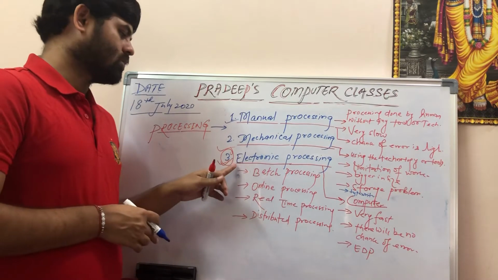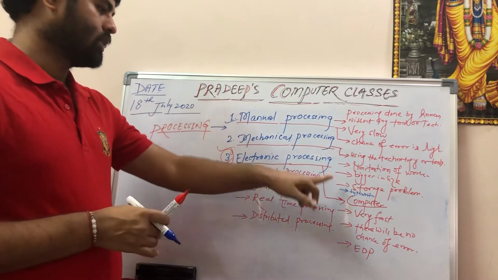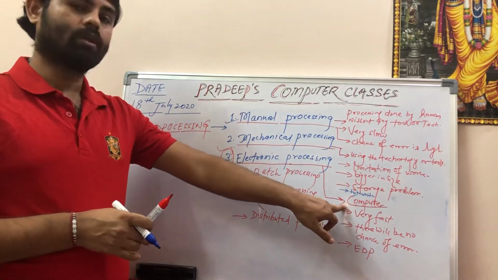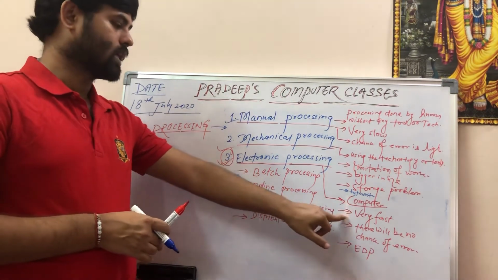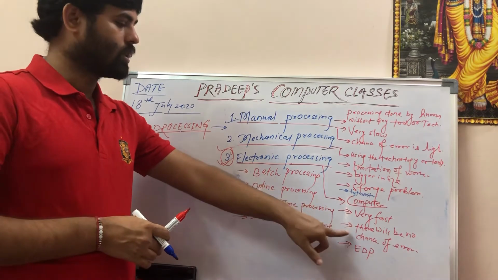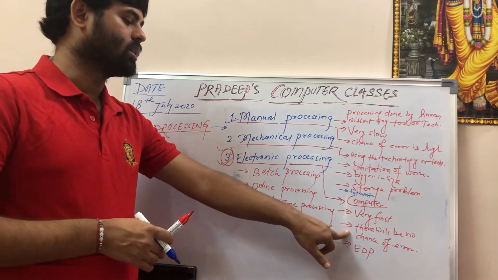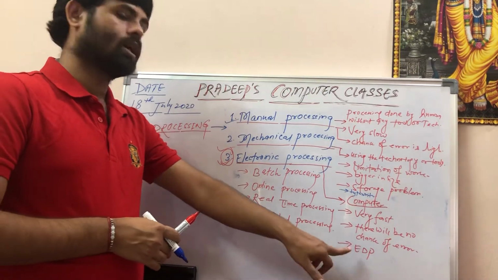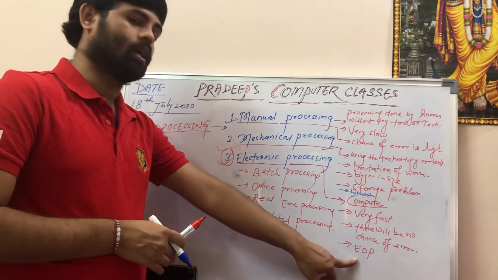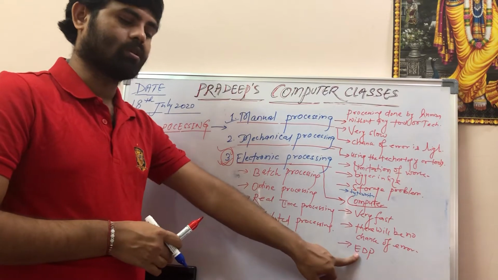Next we are talking about electronic processing. In this one you can write the example is computer. Computer is an electronic processing device. Second, you can write very fast. Third, you can write there will be no chance of error. Fourth, you can write electronic processing device. We can write in short form as EDP, electronic data processing.